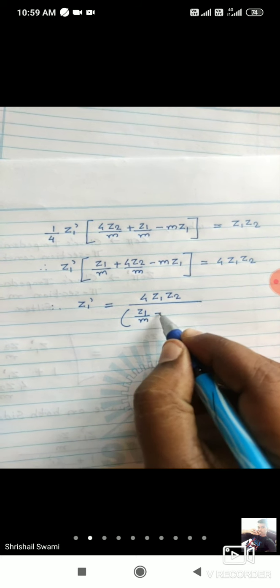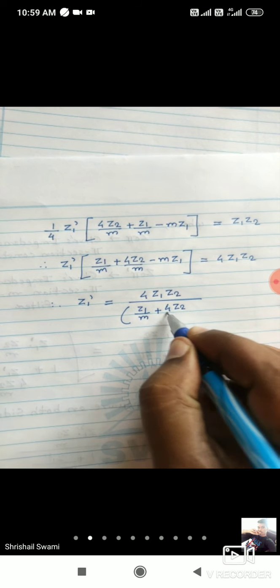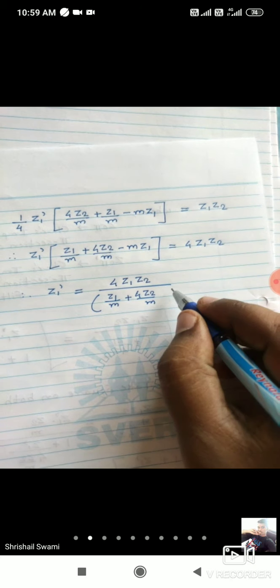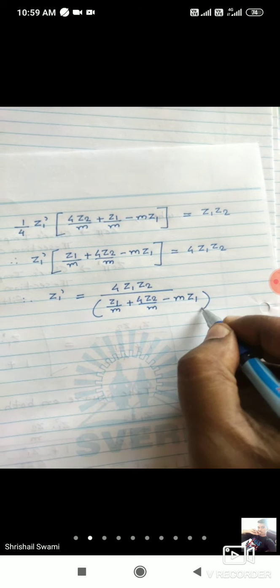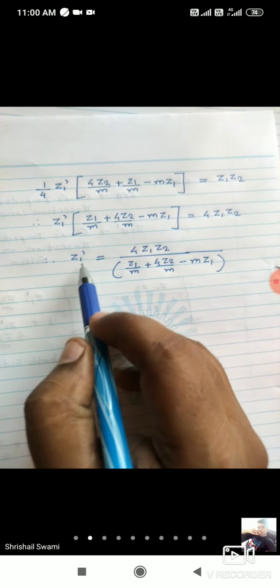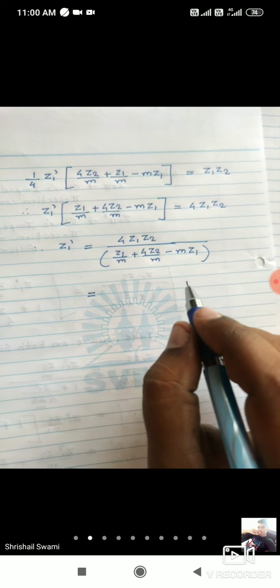Now next Z1 dash is equal to this entire bracket, you can take in the denominator. So 4 Z1 into Z2 divided by Z1 by m plus 4 Z2 by m, next minus m into Z1. So that we are ready for getting the expression of Z1 dash, that keep in the left hand side and remaining everything will be in the right hand side.